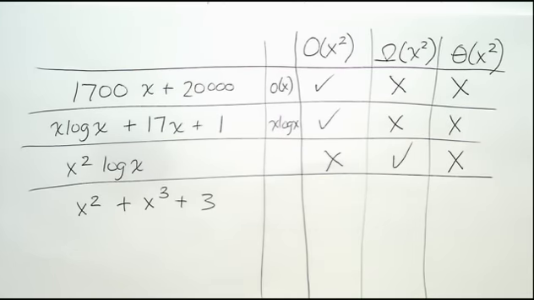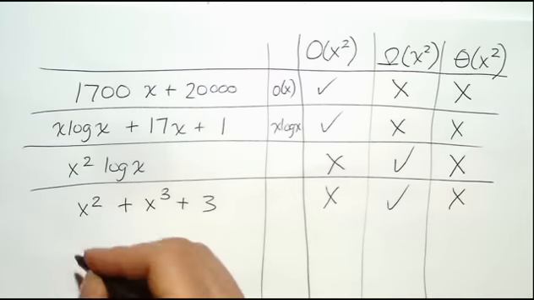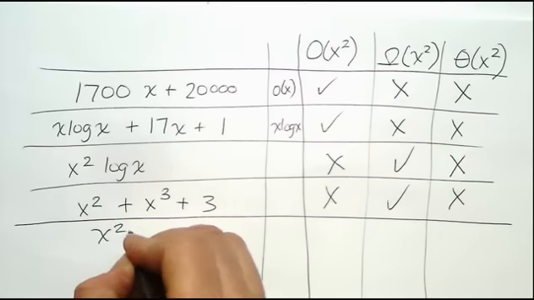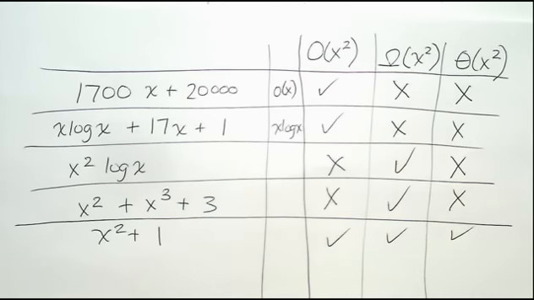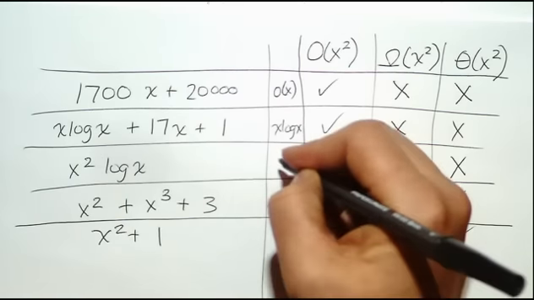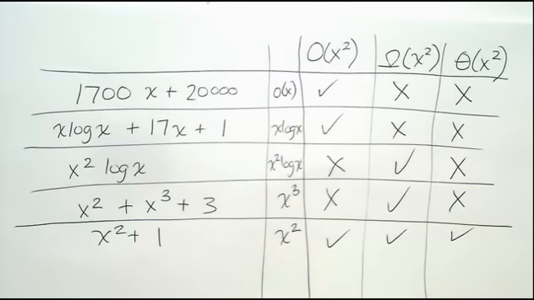How about x squared plus x cubed plus 3? Is that in big O of x squared? No. Is it in big omega of x squared? Yes. And it's not in both. So how about, can you make up a function that is in big theta of x squared? x squared plus 1? Yes. So it's in all three. So those are the smallest big O estimates for those. So we've already done the kinds of things that you have to do on this homework for big O.